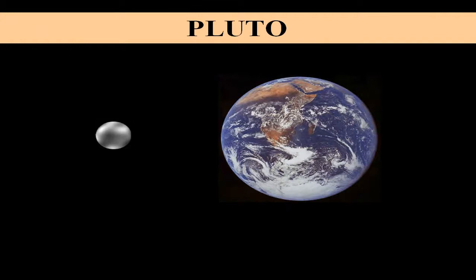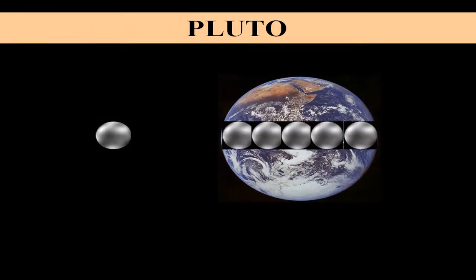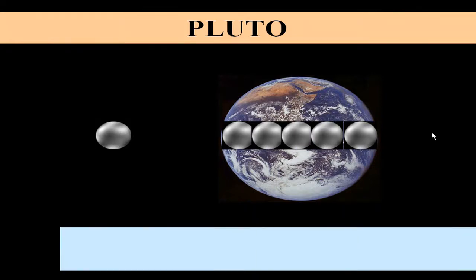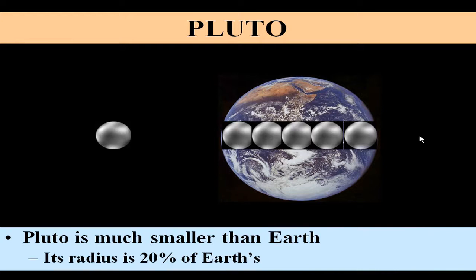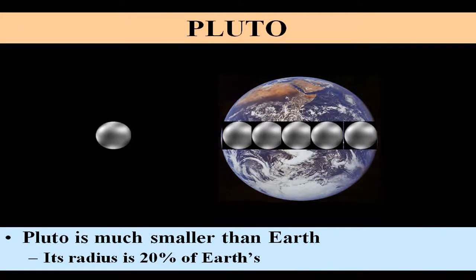If we were to compare Pluto to our world, we would see that it would take 5 Plutos to extend across the diameter of the Earth. So Pluto is much smaller than the Earth, and its radius is only 20% that of the Earth.